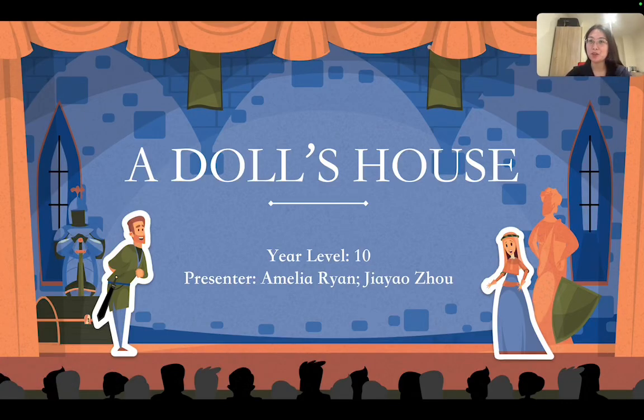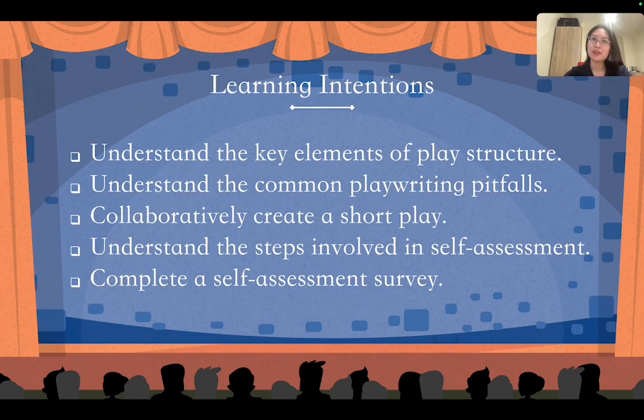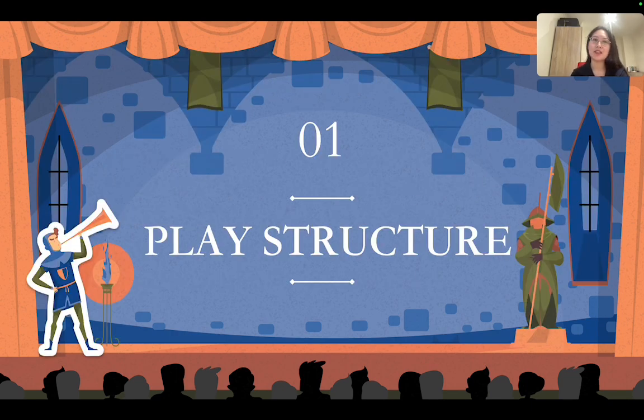Today we will continue our study of A Doll's House. We will review the key elements of play structure and avoid some common pitfalls in playwriting. We will collaboratively create a short play and learn some steps involved in self-assessment. At the end of the class, you will have a self-assessment survey. Alright, now let's dive into our first part, play structure.